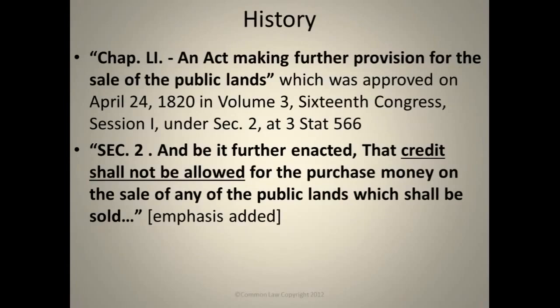This is an act which was approved by the 16th Congress, an act making further provision for the sale of public lands, in 1820. And then Section 2 says, and be it further enacted that credit shall not be allowed for the purchase of money on the sale of any public lands which shall be sold. They wanted no credit to be allowed, okay?